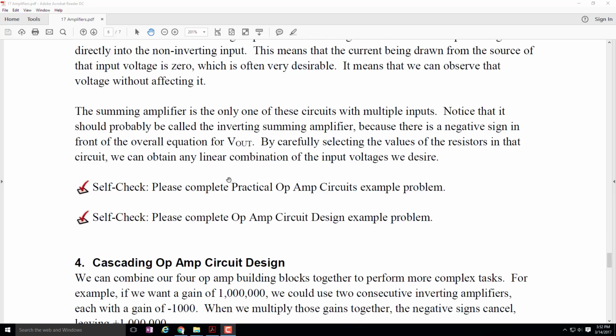So I think that you're ready now to do a couple of examples. This first one is going to ask you to derive, or we're going to derive together, the relationships for the other three building blocks, and then it's time to apply them to be able to design an actual op-amp circuit.